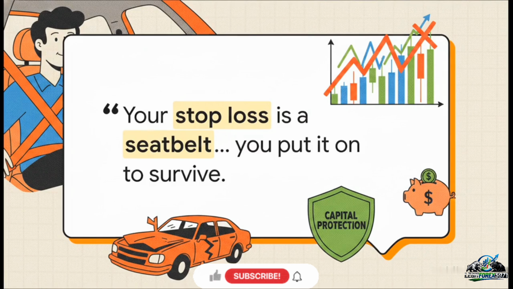I absolutely love this quote. Your stop loss is a seatbelt. You don't put it on because you expect to crash. You put it on because if you do, you survive to drive again. Let that sink in. Capital protection must always, always be your first priority. You simply can't grow a trading account if you blow the whole thing up on a single bad trade.